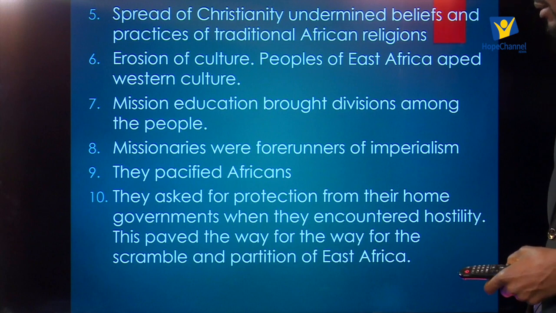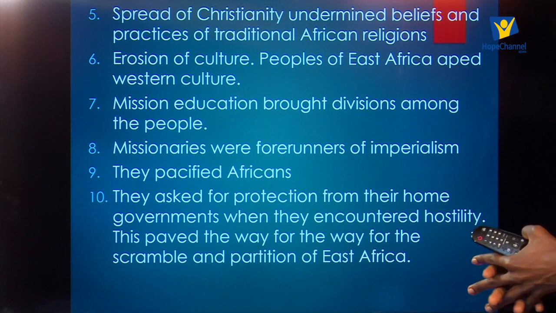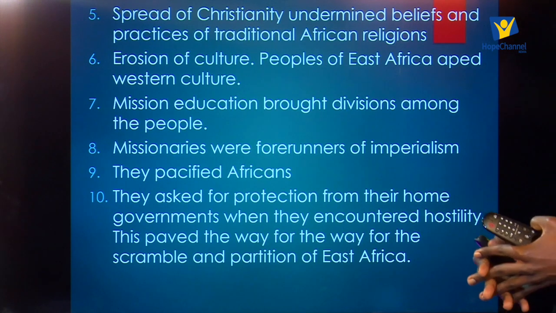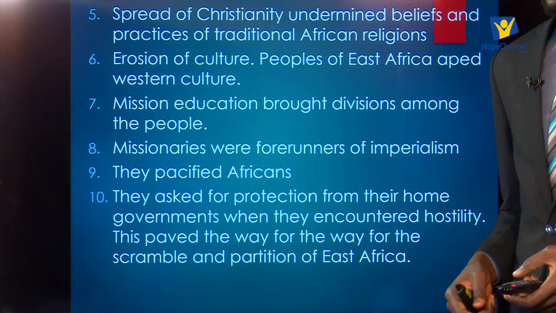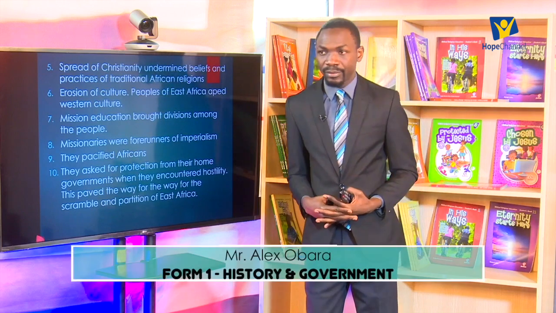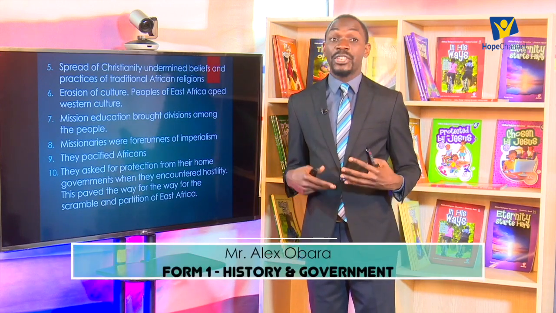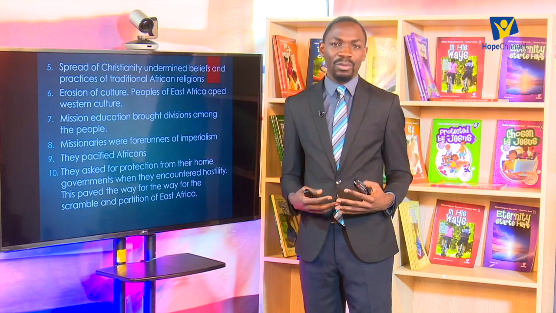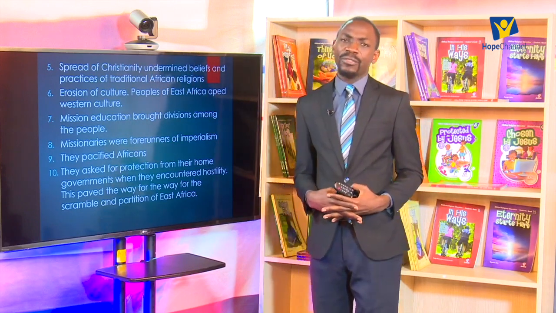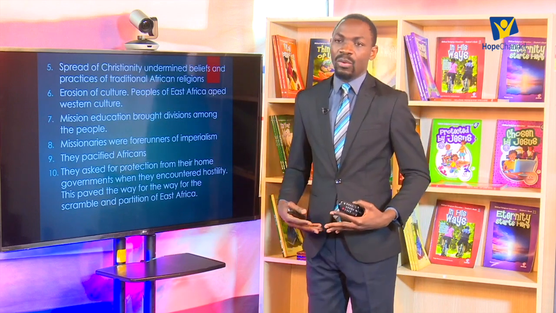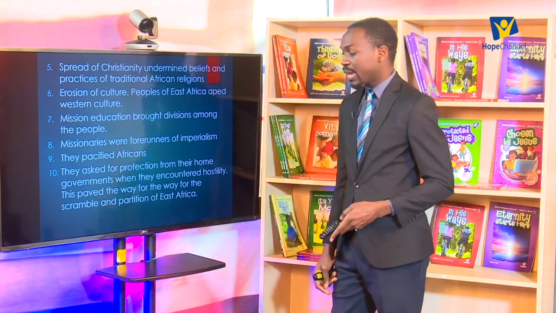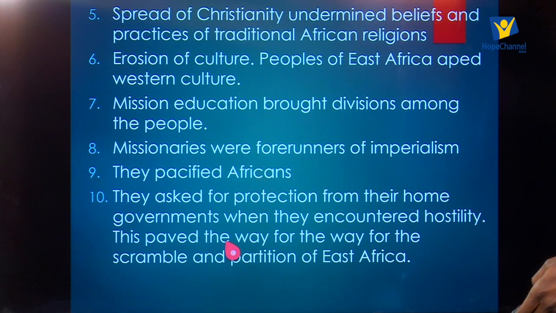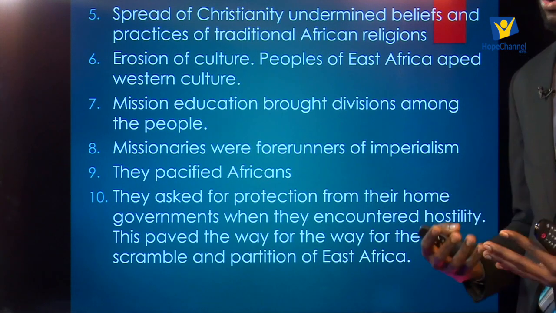And then number 10, they asked for protection from their home government when they encountered hostility, and that paved the way for the scramble and partition of East Africa. Remember, there are sometimes that Africans resisted, okay, they resisted the coming of these missionaries in their places. And in essence, what the missionaries did was to call for assistance from their homes. And when the assistance came from their homes, the intent was to protect, but eventually there was the aspect of scramble and partition. And scramble, like we said initially, let me remind you, basically means to fight for, and partition was to divide.